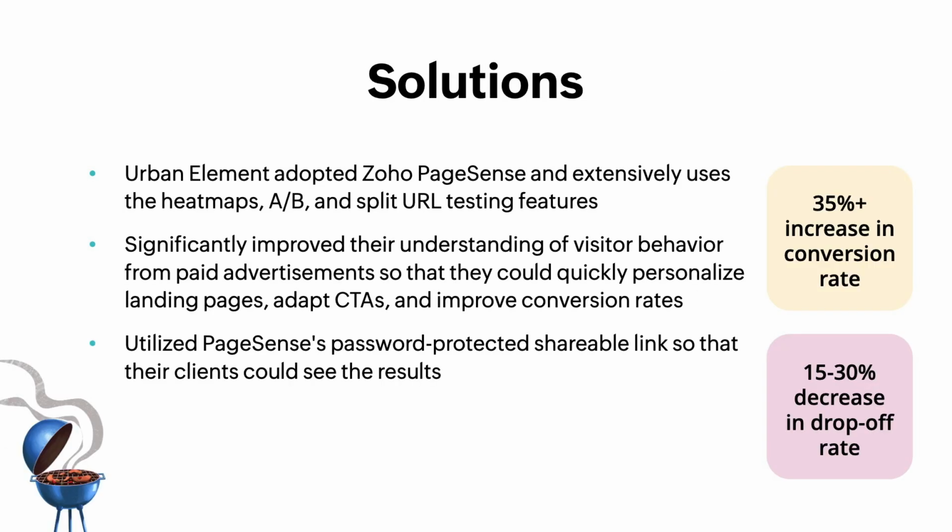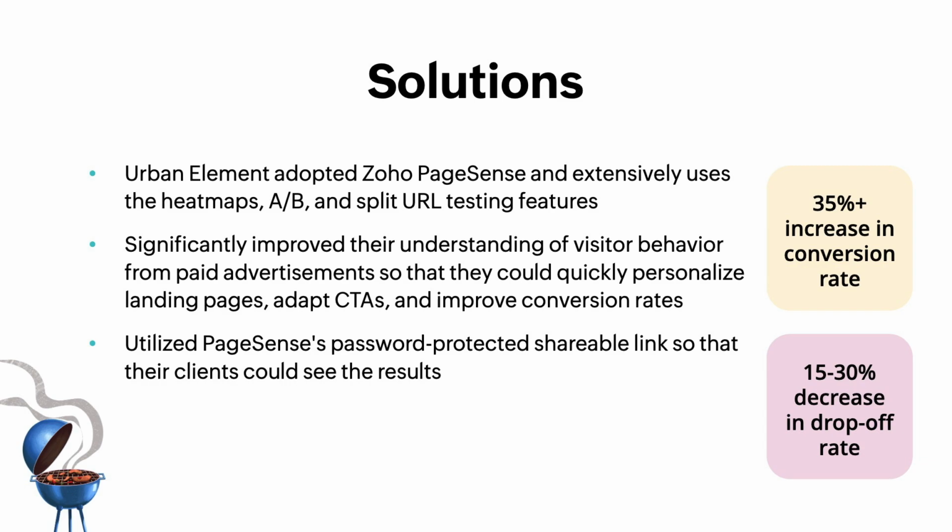So what they utilized was PageSense. They're kind of a perfect use case to start using PageSense. They extensively use heat maps, which we'll take a look at in a sec, A/B tests, and split URL tests to constantly be testing and refining website features.